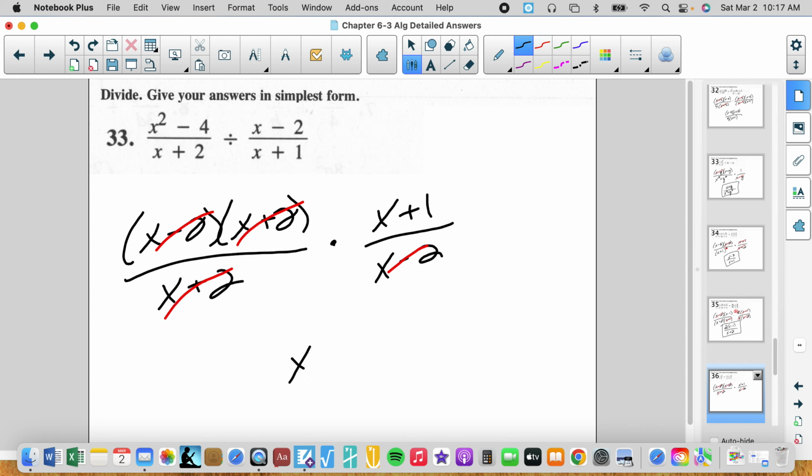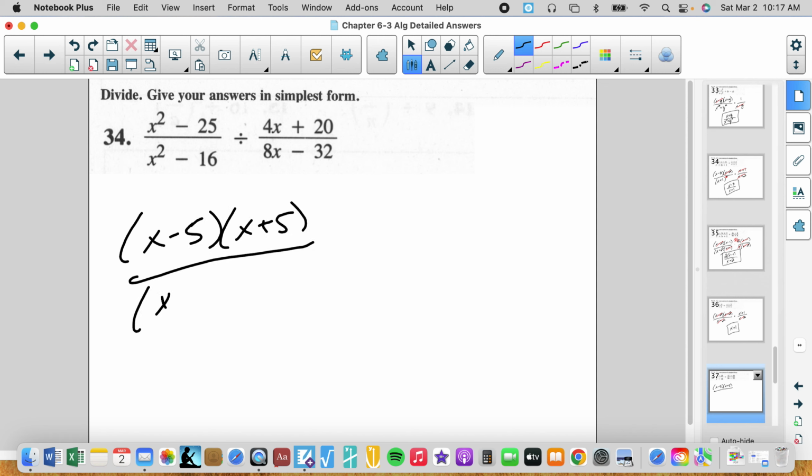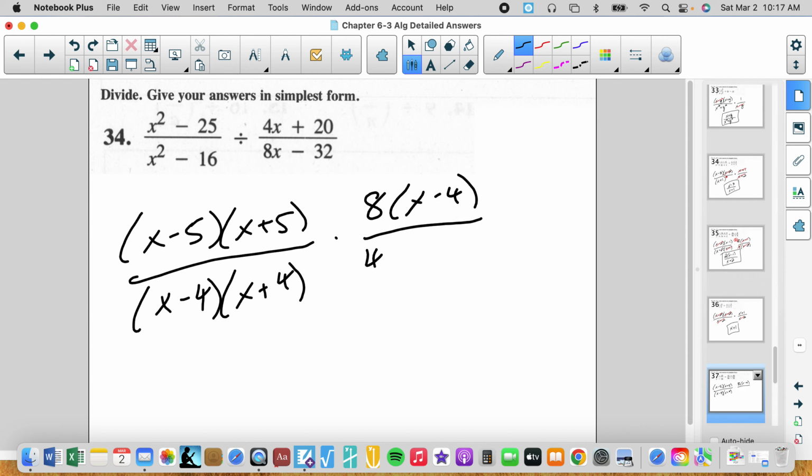All right, here we go. This is good. Finally, a nice whole number. Difference of squares. That's the difference of squares. We're going to multiply, factor out an 8. We're going to factor out a 4. And the plus 5 cancels. The minus 4 cancels. The 4 cancels with the 8.